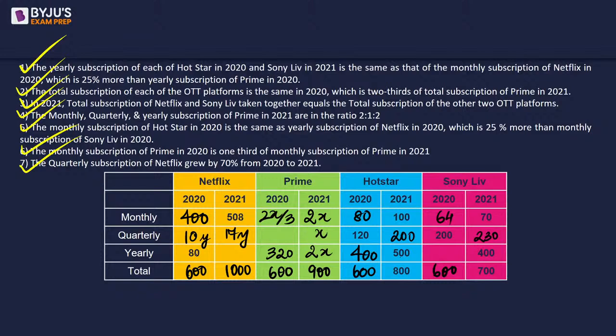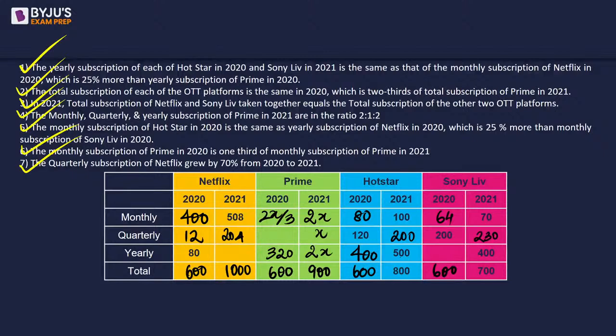Now 480 plus 10y is 600 for Netflix 2020. So 120 is 10y. So y is going to be 12. So this is 12. This is 17 into 12. So this is going to be 170 plus 34. So this is going to be 204.